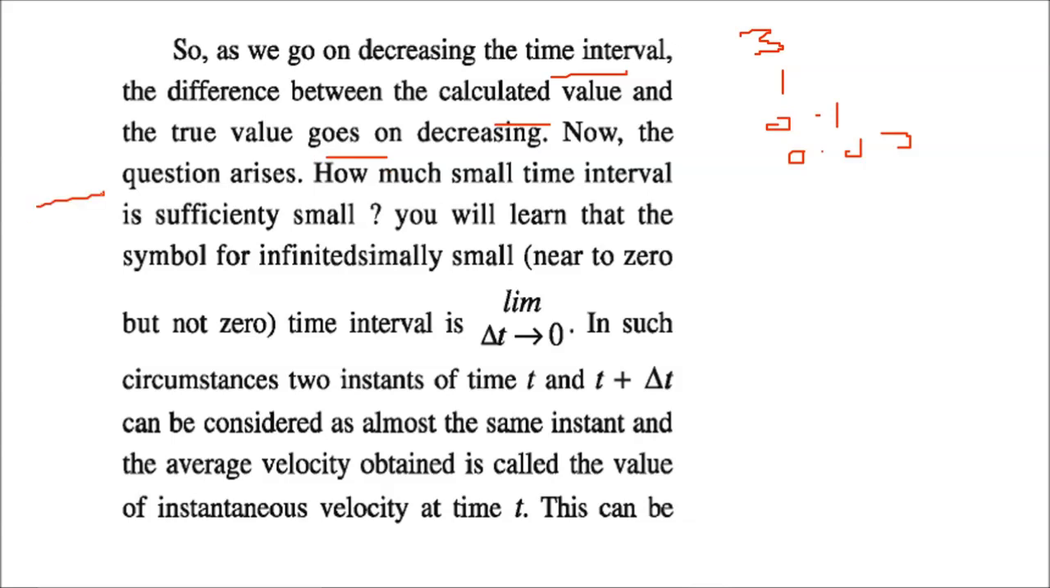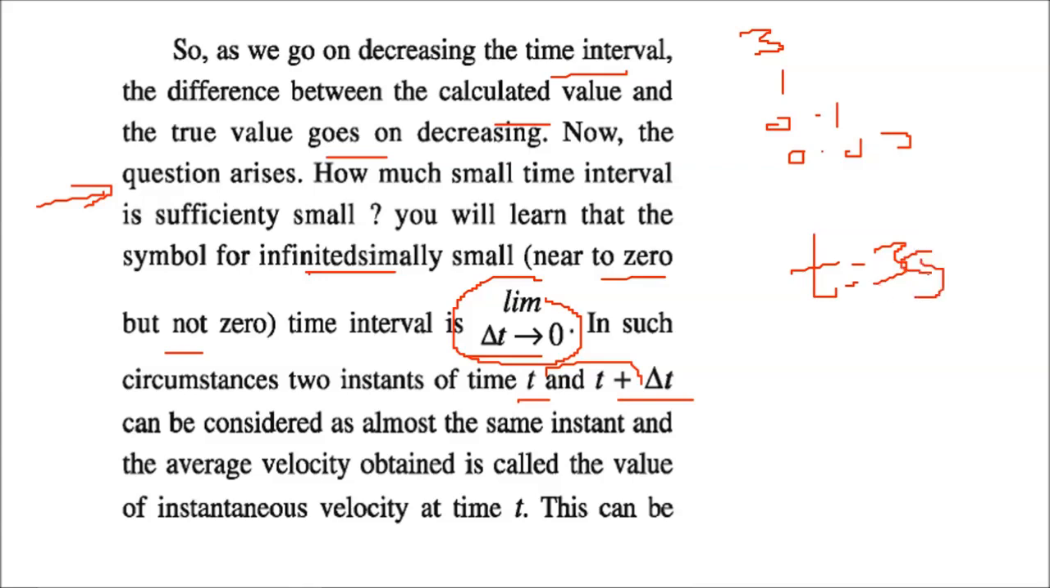Now the question will come, how small a time interval is sufficiently small? We cannot have a 0 value, but it should be infinitesimally small, near to 0 but not 0, because at 0 there will be no time interval. So why not take the limit? We know that limit delta t tends to 0 means it tends to 0, but it is not 0. It is very near to 0. So the two instants of time, t and t plus delta t, are actually the same instant. That is, t equal to 3 seconds and just near to 3 seconds. It is very close, and we will see that the value will come very close to the observed value.